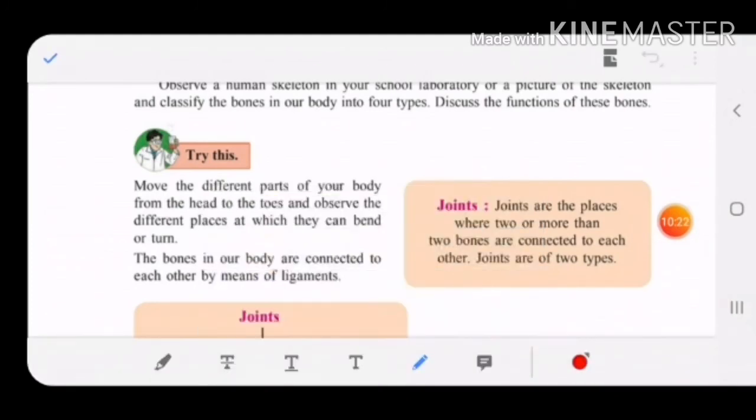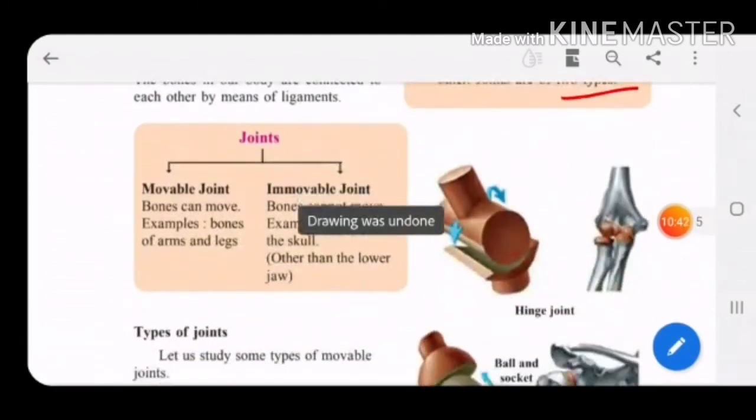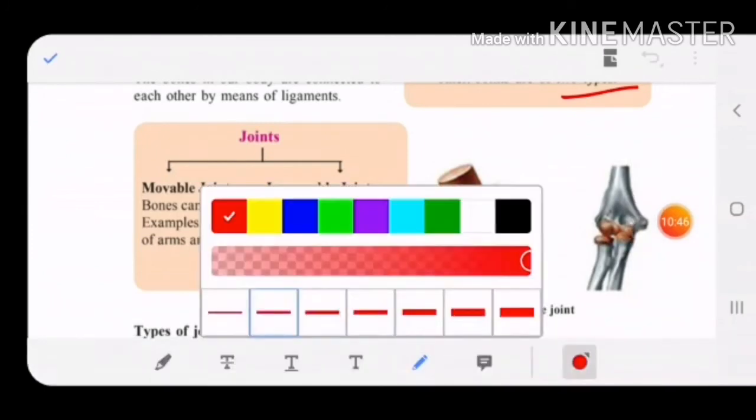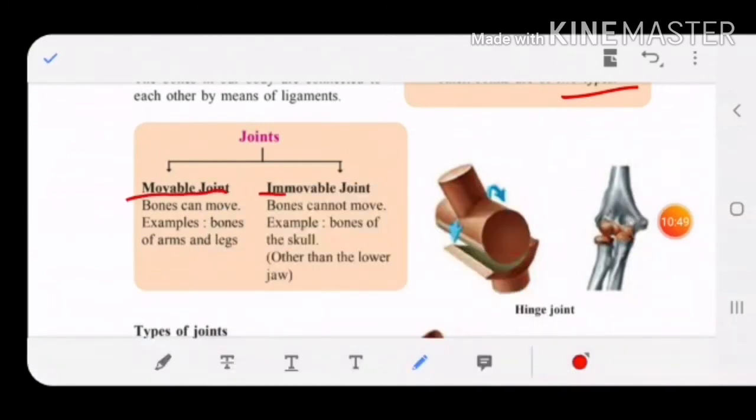Now let's see about joints. Joints are the places where two or more bones are connected to each other. Joints are of two types. Two or more bones can be connected with the help of what? Joints. And joints are also of two types. The first one is a movable joint and the second one is an immovable joint. Very important. The first one can move and the second one cannot be moved.